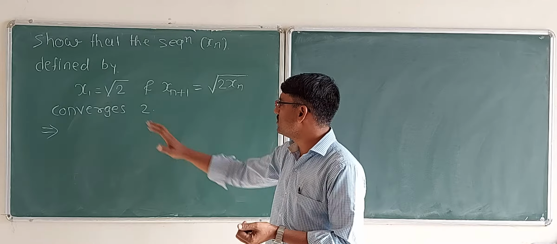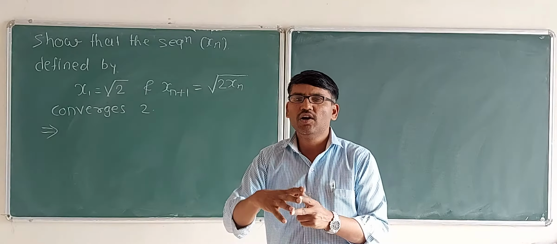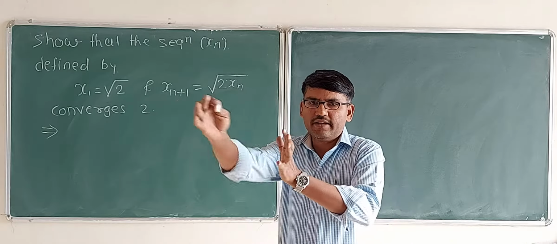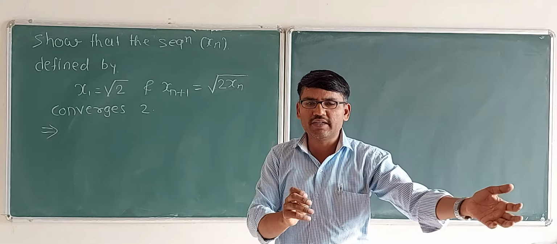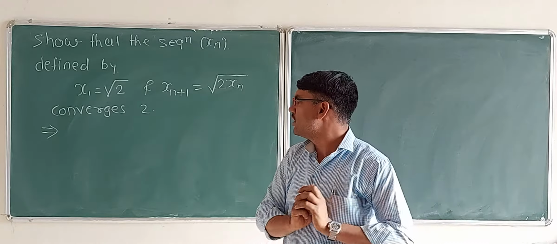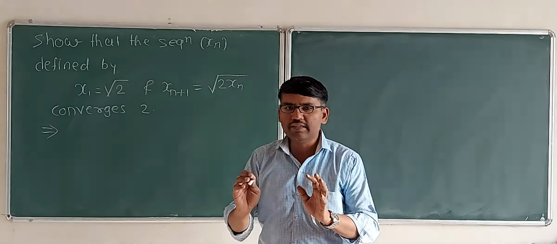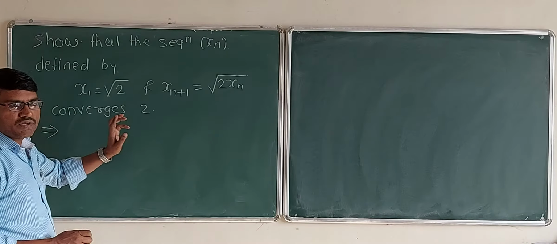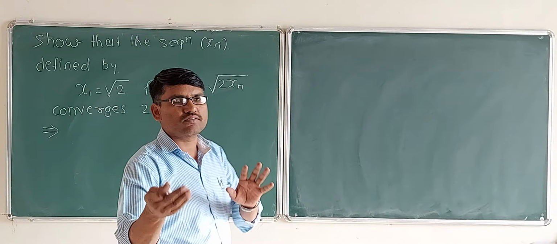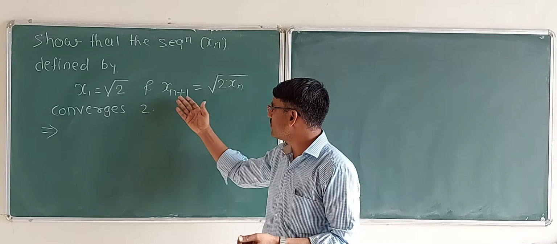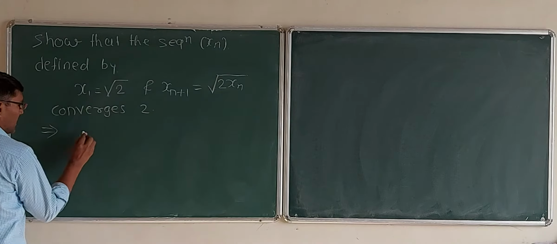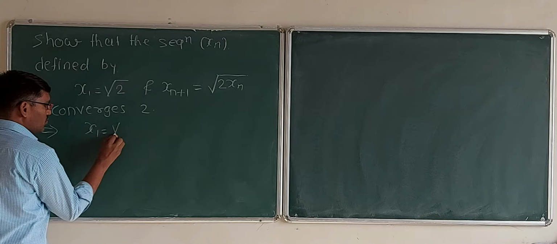Either you can show this sequence is monotonically decreasing or monotonically increasing. If it is monotonically increasing, show that it has an upper bound, or if it is monotonically decreasing, show that it has a lower bound. Now to check whether it is increasing or decreasing, what is the first term? A recursive function is given. If you want to determine the next term of the sequence, you have to put the value of n here. So x1 is already given, x1 is equal to under root 2.